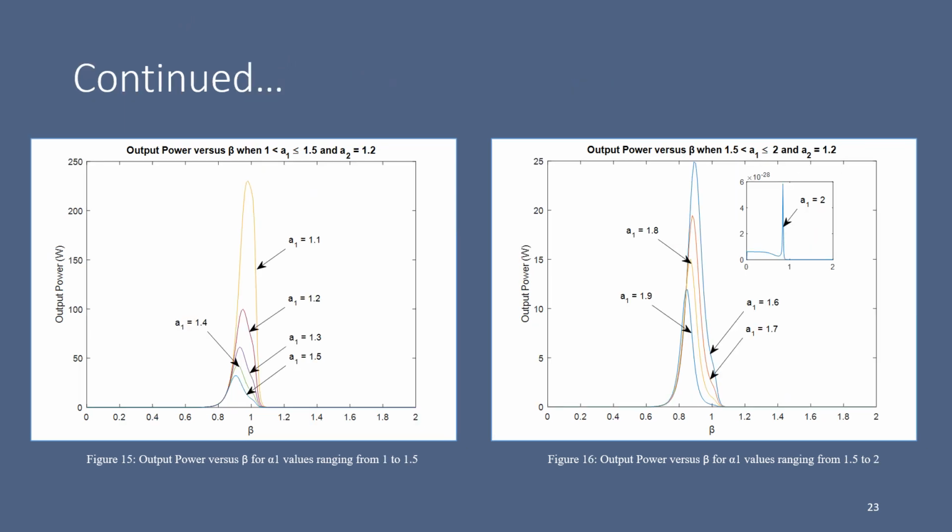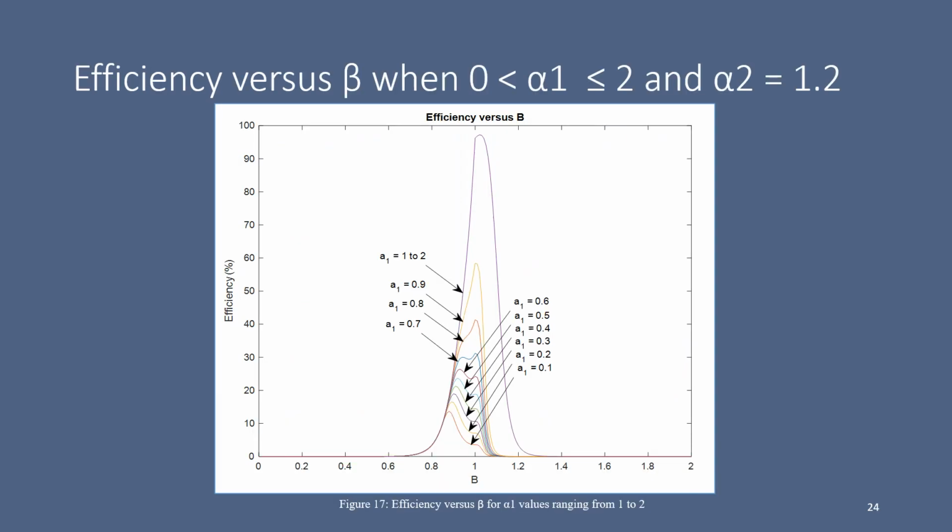Now, as alpha 1 is varied from 1.1 to 1.5, it can be noticed that the output power gradually drops. Likewise, when alpha 1 is changed from 1.6 to 2, it can be seen that the output power once again decreases. Now, the efficiency plot herein shows that as alpha 1 is increased from 0.1 to 1, the efficiency increases, and from 1 to 2, the efficiency remains at the same value of about 97.22%.